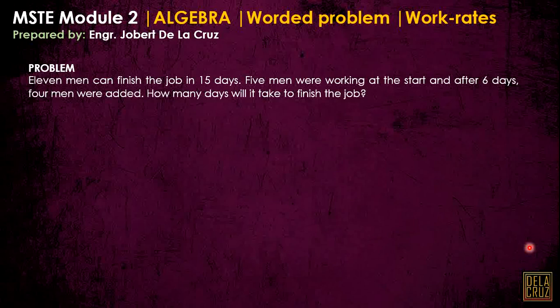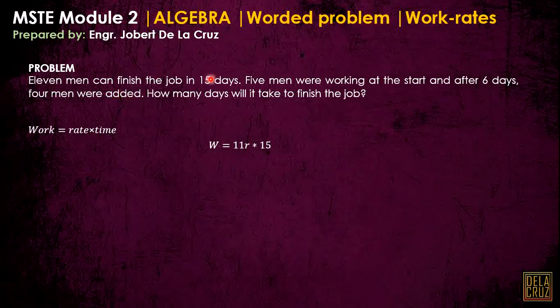Okay, how many days will it take to finish the job? How can we start this? Sinabi dito, 11 men can finish the job in 15 days. By the same formula, work is equals to rate times time. And sinabi dito, that work can be done by 11 men times time. Diba? Work is equals to rate times time.